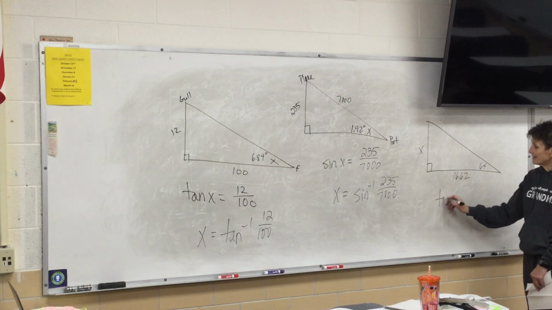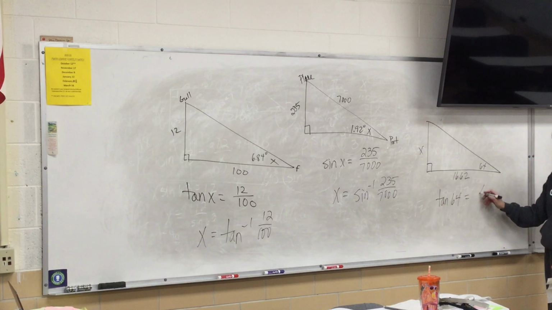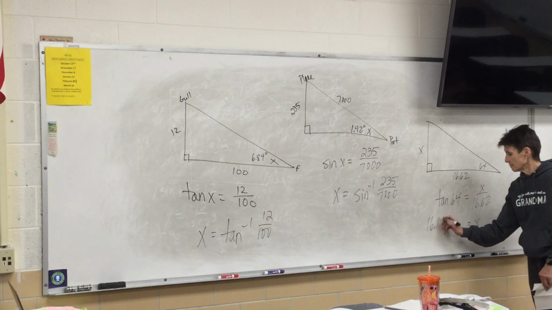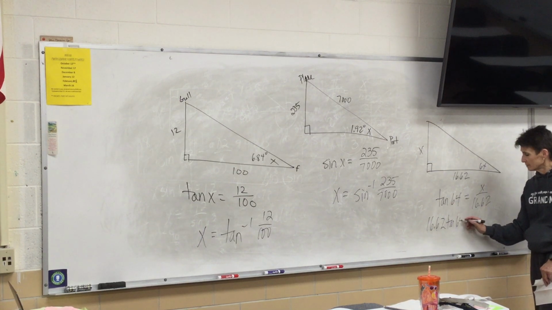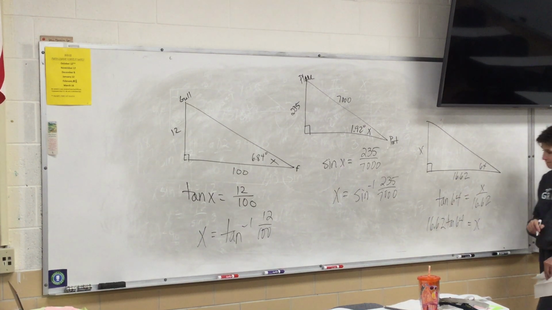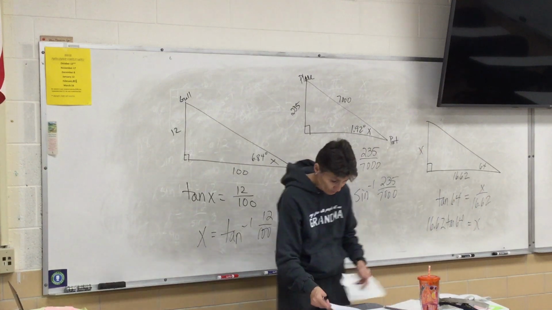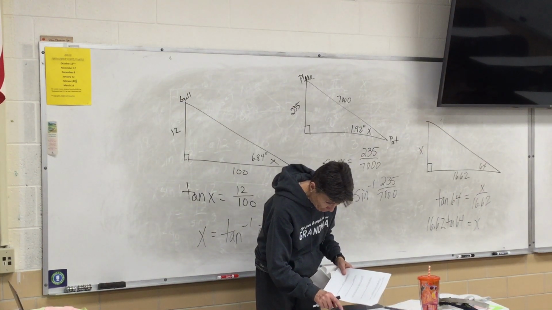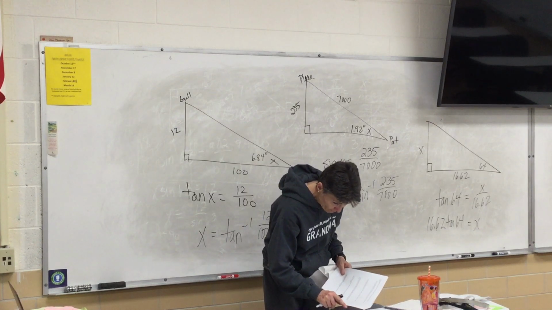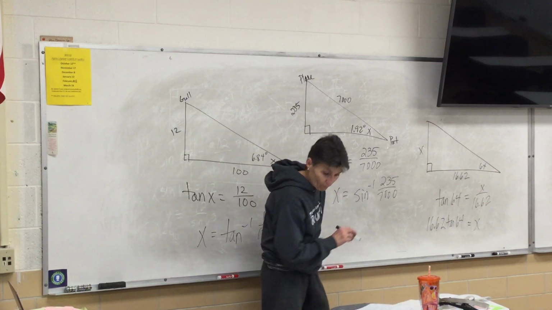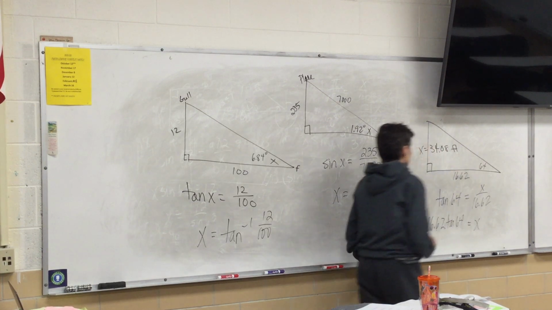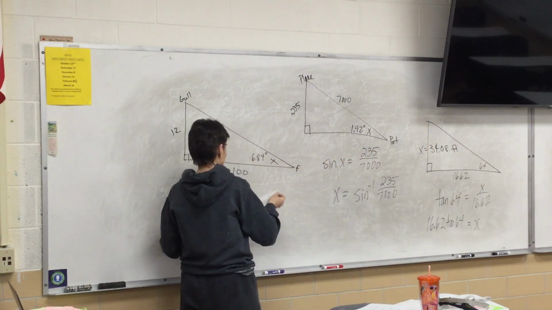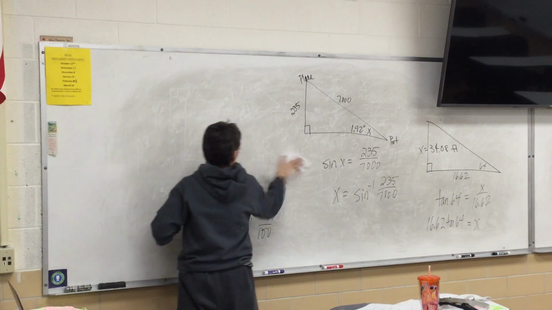So here we go. Tan 64 equals opposite over adjacent. So x equals 16.62 tan 64. Multiply this over to here. So 16.62 tangent 64. I got 34.08. 34.08 feet is the height of that flagpole.